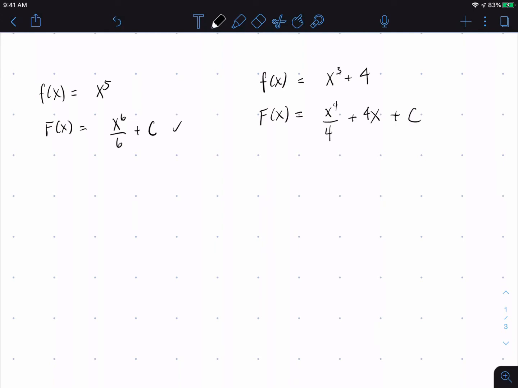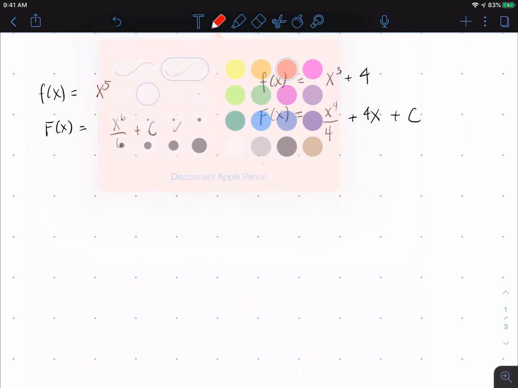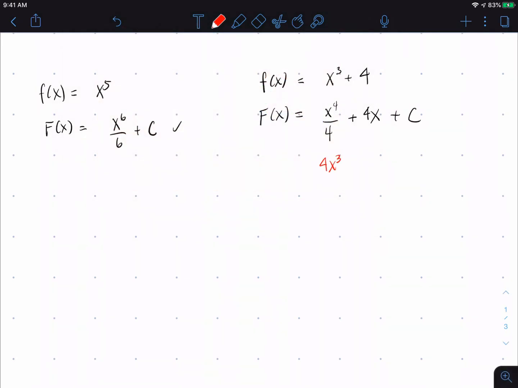Because look, when I take the derivative of the x to the 4th, I'm going to get 4x to the 3rd, so the 4's are going to cancel. The derivative of 4x is going to give me the 4, and then the derivative of c is going to give me a 0. Does that make sense to everybody? So we can look at it. I'm going to get 4x to the third over 4 plus 4 plus 0, and we can see that that gives us our original function back. So the antiderivative is going backwards. It is the inverse of the derivative.